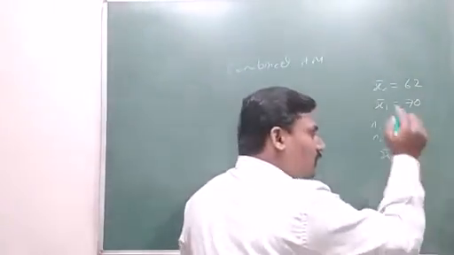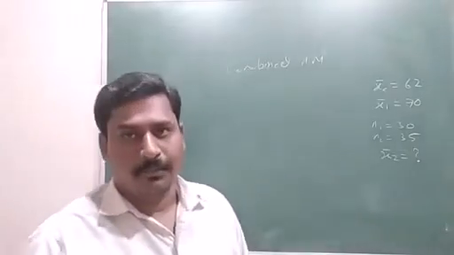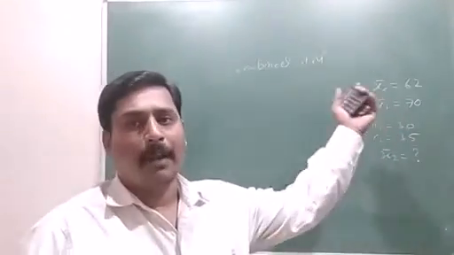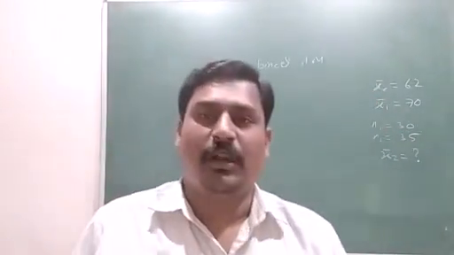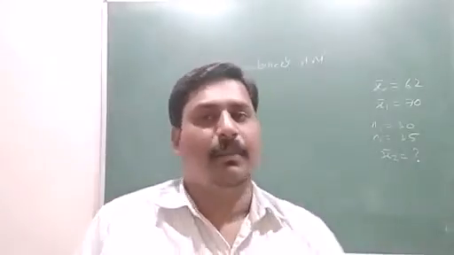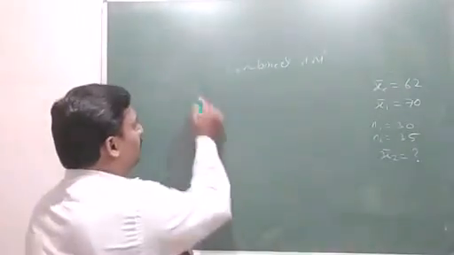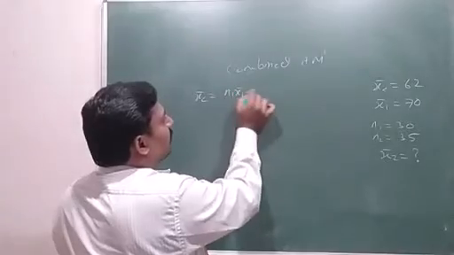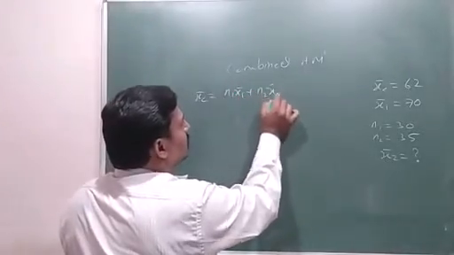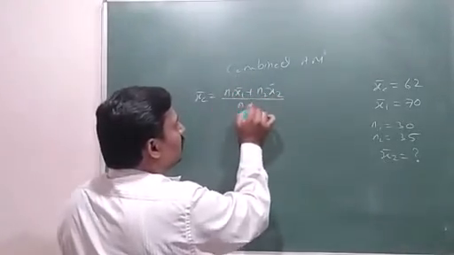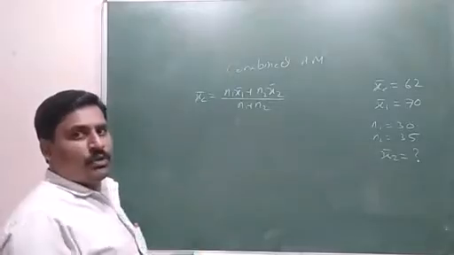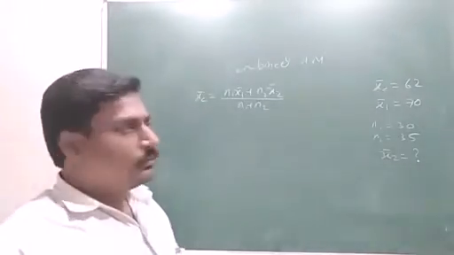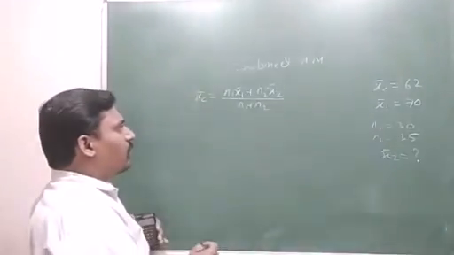We don't know, that we have to find now. So how to find? By applying the same formula which is used to find the combined arithmetic mean. So that is x bar c is equal to n1 x bar 1 plus n2 x bar 2 divided by n1 plus n2. So what all values we know, just fill them in the formula.